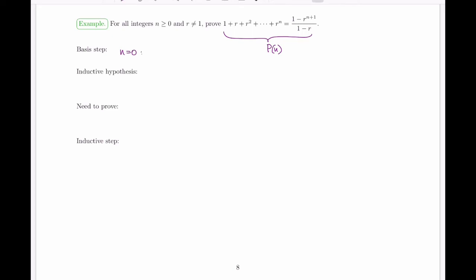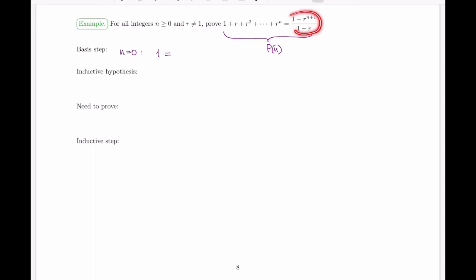Now notice that my r here is a constant. That is my multiple that forms the geometric series. So what I'm inducting on isn't r, it's the power, the n. So if the power is 0, then I have r to power 0, which is just 1. So the number of terms in this sequence is just 1, just the first one.